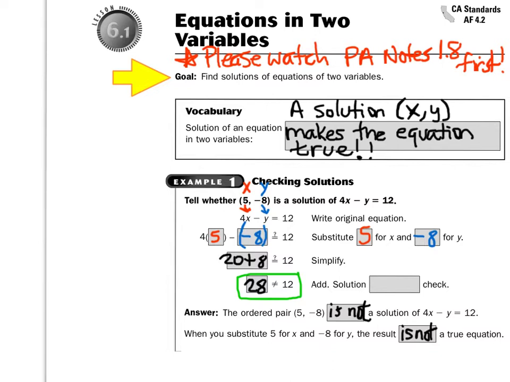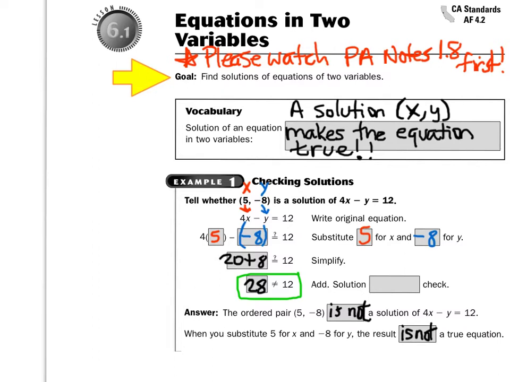So the first thing we do is write the equation 4x minus y equals 12 with your pencil, okay? And then the next thing you want to do is plug in the values. So anywhere you see an x, you're going to put a positive 5, and anywhere you see a y, you're going to put a negative 8. So this would be 4 times positive 5 minus negative 8. And then does that equal 12?